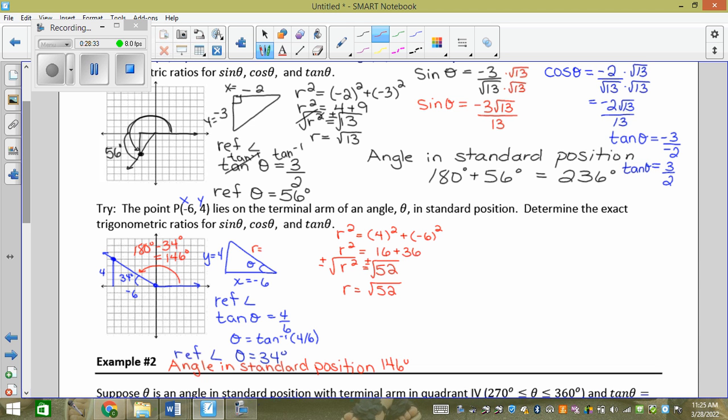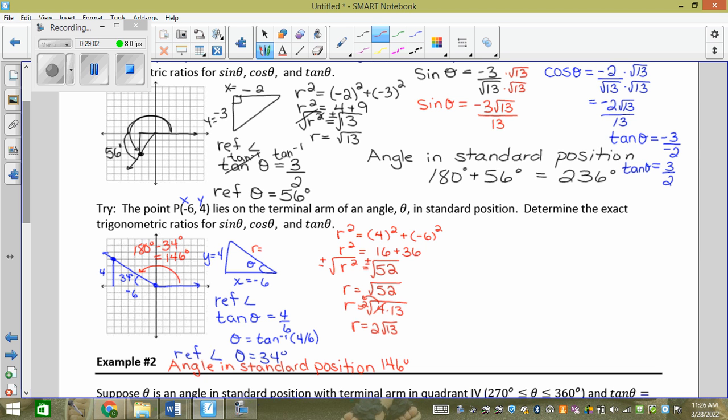52, can I break it down into anything? I think 4 and 13, isn't it? So R is root 4 times 13. The 4 comes out and it's a 2. We're just using grade 10 again. Grade 10 never goes away, just so you know. We use it almost every day in 30-1 as well. Never goes away. So R is 2 root 13. Do you see that? Everyone understands that. Everyone agrees with that, correct?